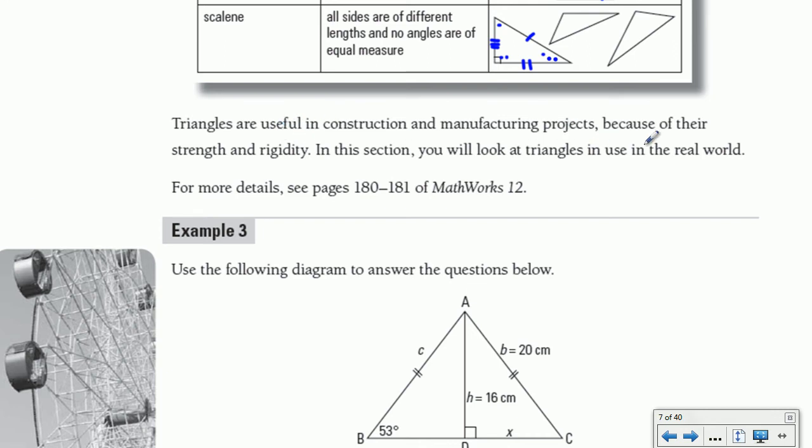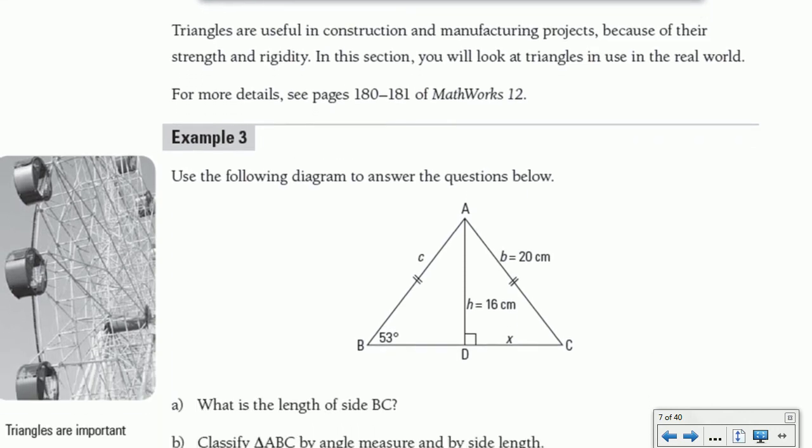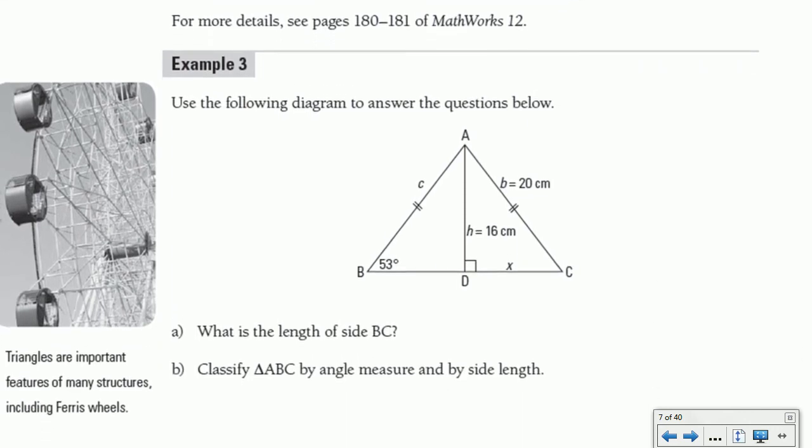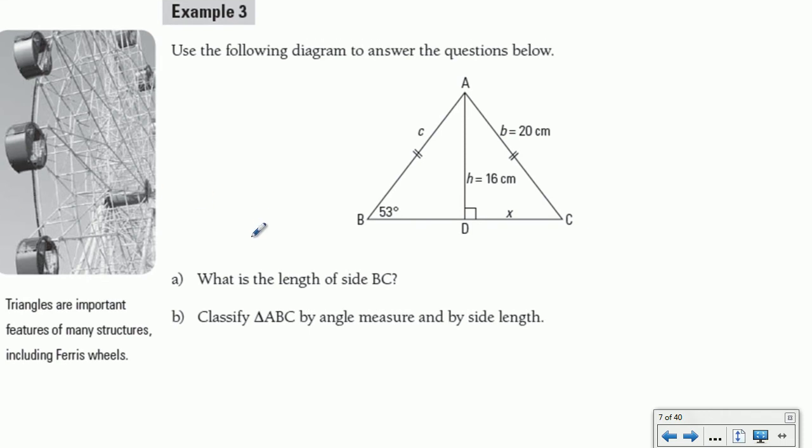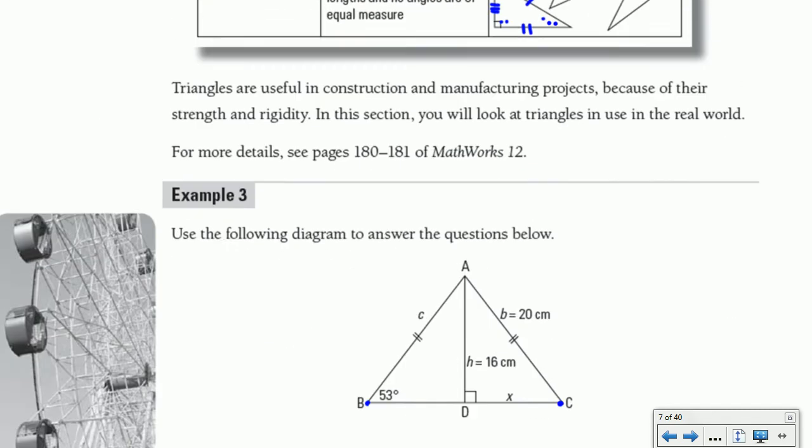Triangles are useful in construction and manufacturing because of their strength and rigidity. So we'll look at triangles in use in the real world. Looking at example 3, use the following diagram to answer the questions below. What is the length of side BC? So BC goes from here to here. With this triangle we can use our knowledge of isosceles triangles.